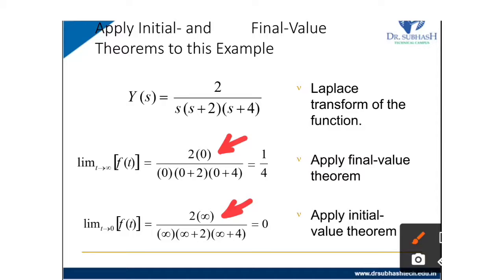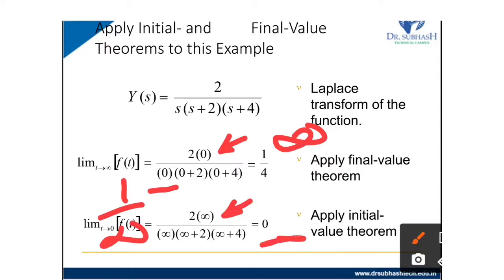So 2 multiplied by 0 divided by 0, so it is infinity. Applying the initial value theorem, we will put s equal to infinity. So 2 multiplied by infinity divided by infinity, so infinity. So 1 upon infinity equal to a 0 term, and here infinity will be the answer.